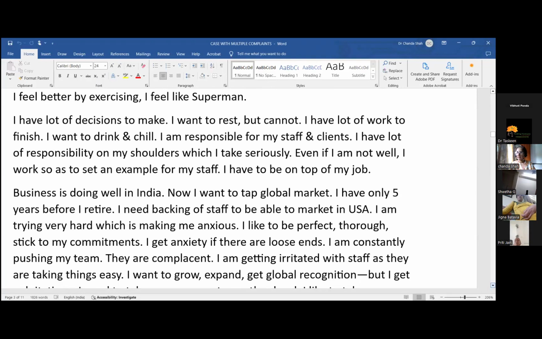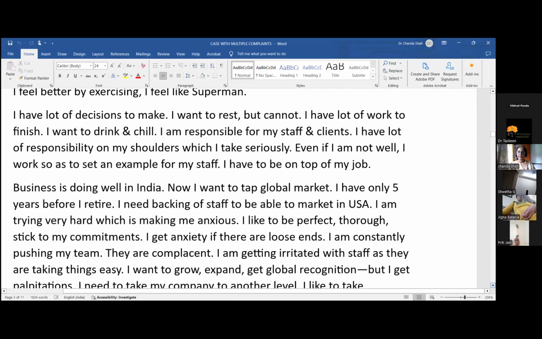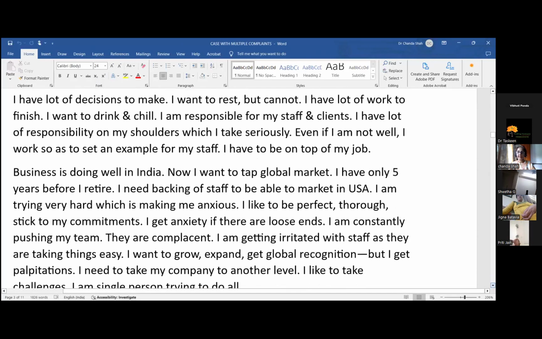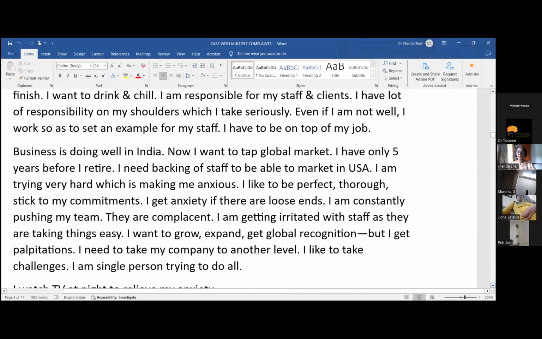So little bit your cancer miasm. "I like to be perfect, thorough. I get anxiety if there are loose ends. I'm constantly pushing my team. They are complacent. They are laid back. I'm getting irritated with my staff as they are taking things easy. I want to grow, expand, get global recognition. But I get palpitations. I need to take my company to another level. I like to take challenges. I'm a single person trying to do all."